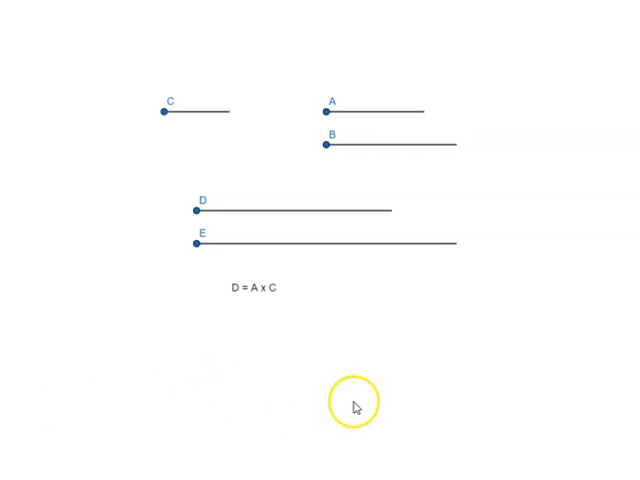So we are given that D is equal to A times C. And since multiplication is commutative, we can write it as D is equal to C times A. Similarly, E is equal to B times C. That is what we are given, which because of commutativity can be written as E is equal to C times B. That means C multiplied by the two numbers A and B makes D and E, which is the exact statement of our previous proposition.